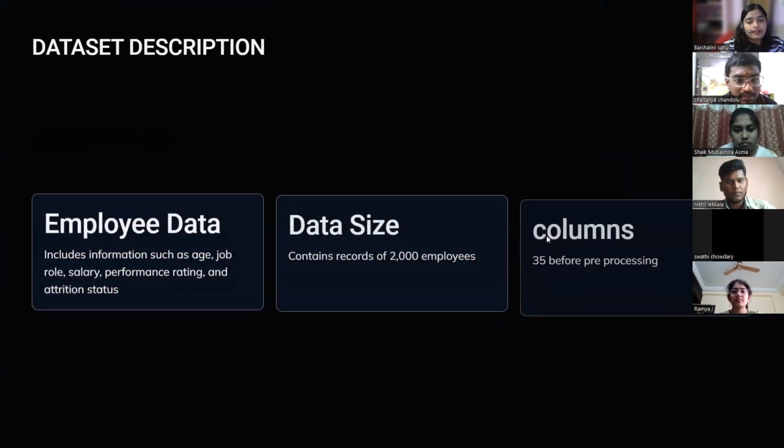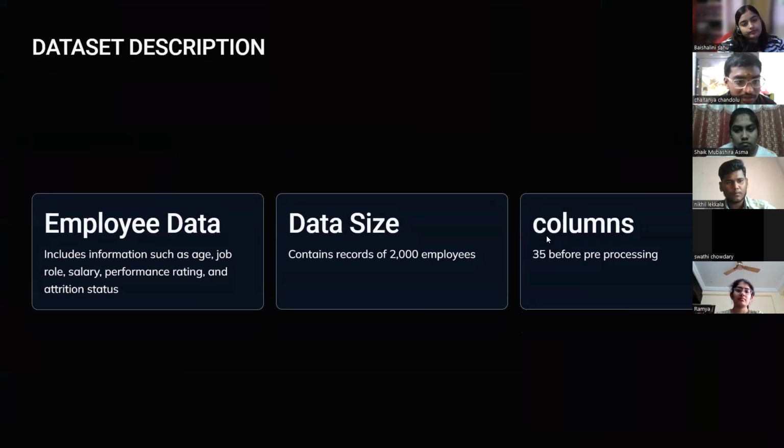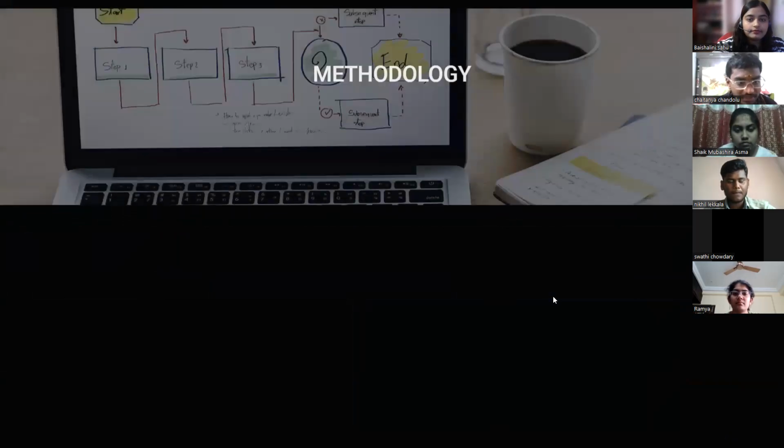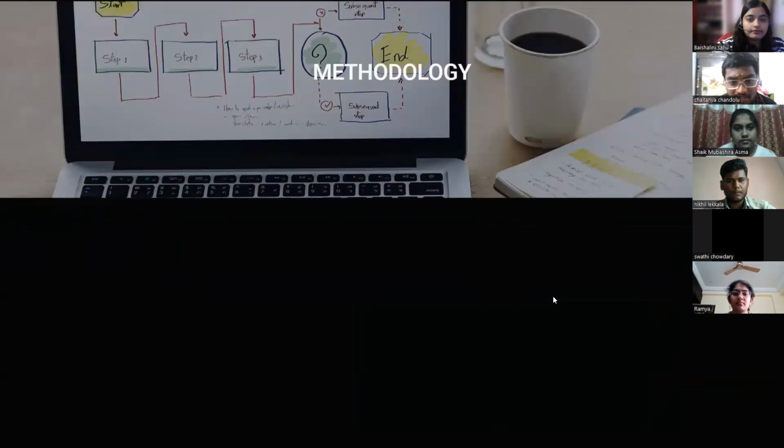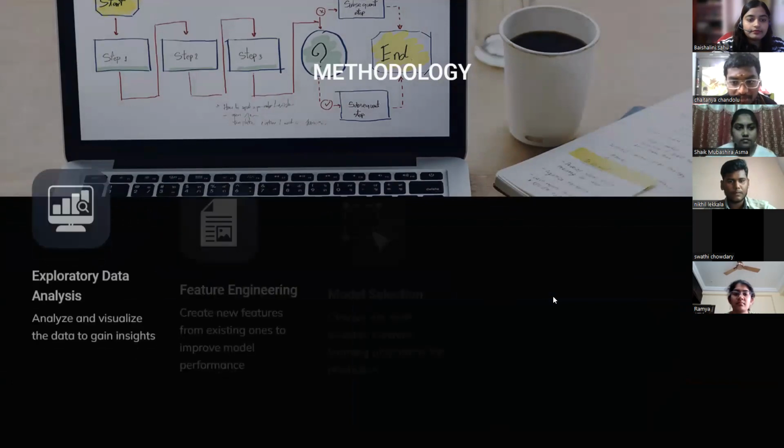And the dataset, as I said, has nearly 35 columns and 1000 rows of records of the employees. It's a normal methodology, which is analysis and selection and evaluation, hyperparameter tuning, all this stuff. And we again use Power BI for it.